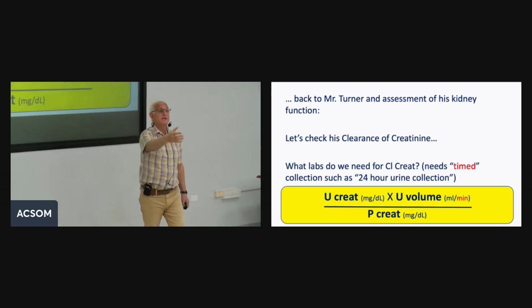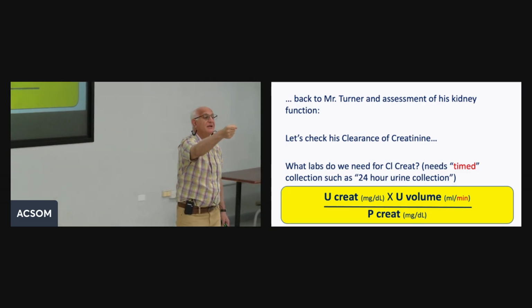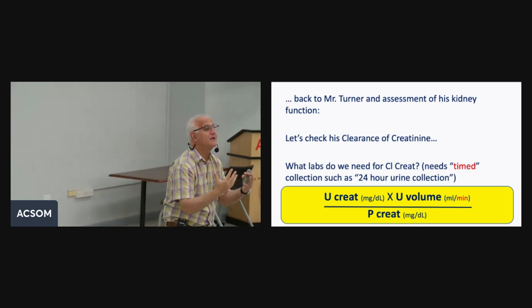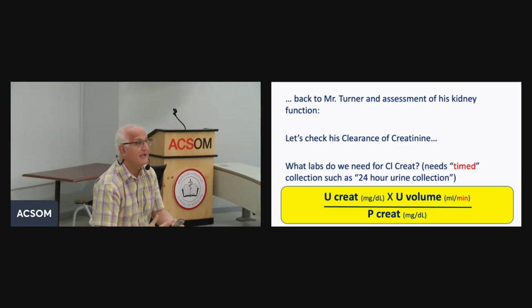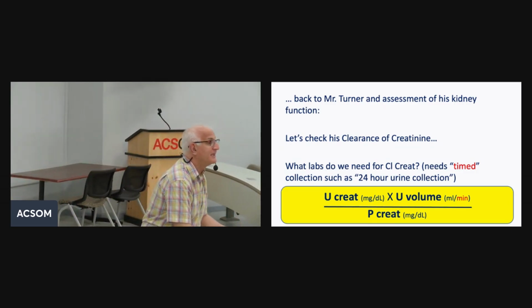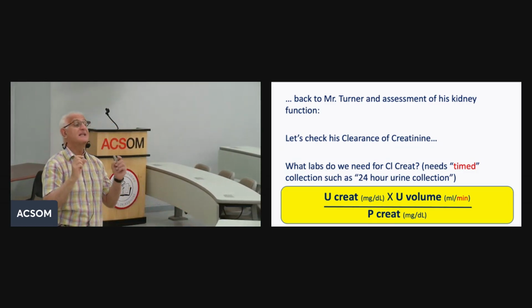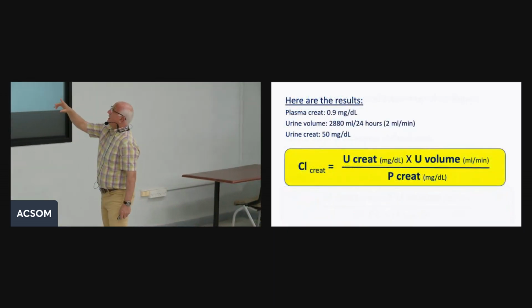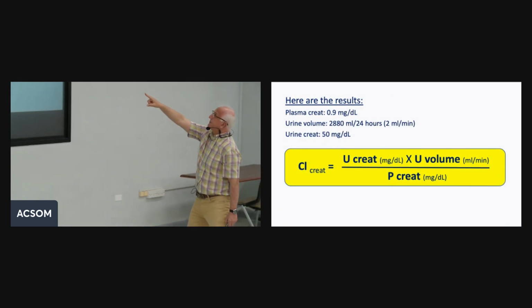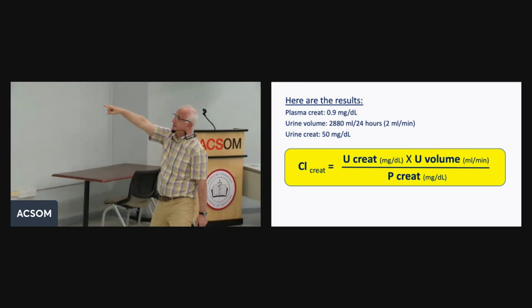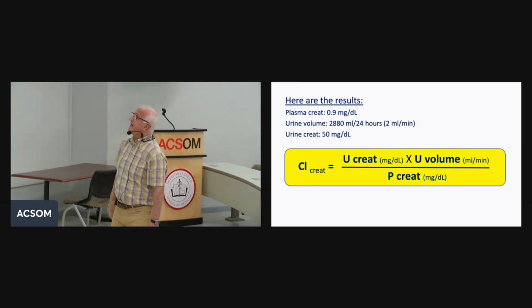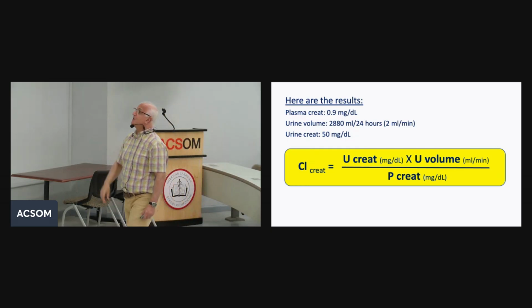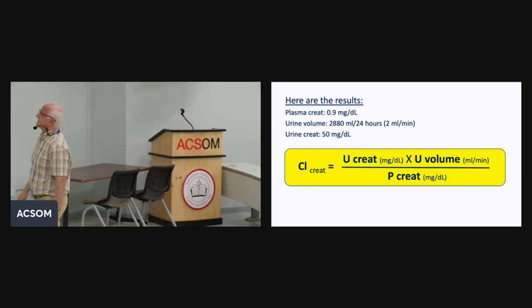Just make sure you don't say, oh, his urine volume is 1200. 1200 in what unit? In half a day, in 5 days, in a week, in 3 days. Does that make sense? It's a timed volume. Keep that in mind. I put it in. Okay. Here are his results. His plasma creatinine is 0.9 milligrams per deciliter. He had 2.8 liters of urine in 24 hours, which is good. And then urine creatinine is 50 milligrams per deciliter.